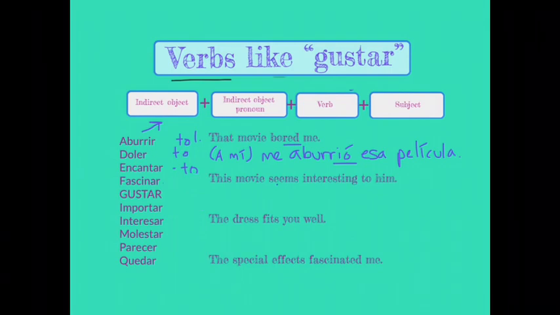Número dos. This movie seems interesting to him. So, to whom? To him. Now, this is in the third person, so we should include a él, the indirect object. What's our IOP? Le. Seems. What's doing the seeming? The movie, singular. So we're going to put parece here for our verb. Now we need to include what it seems. Interesante. And lastly, our subject, this movie. Esta película.